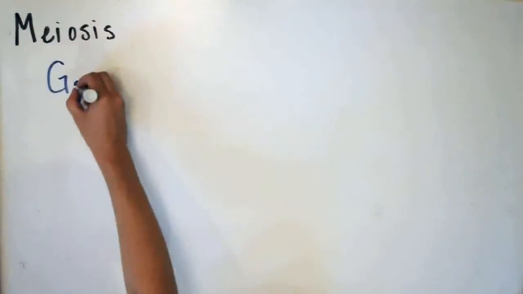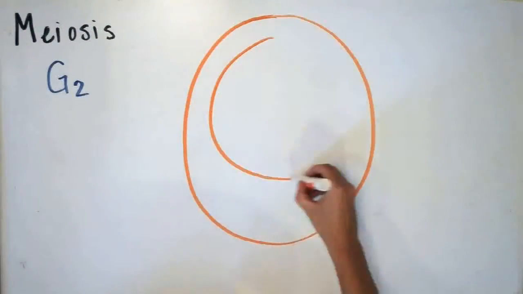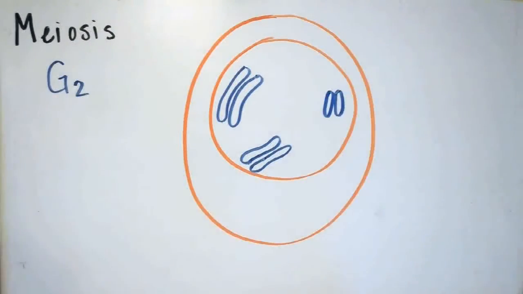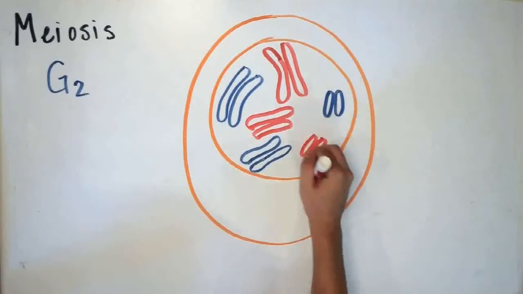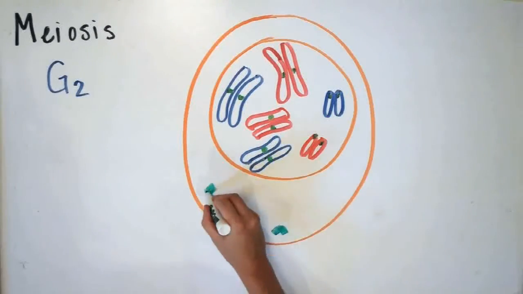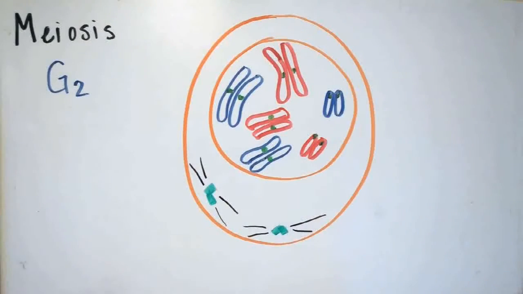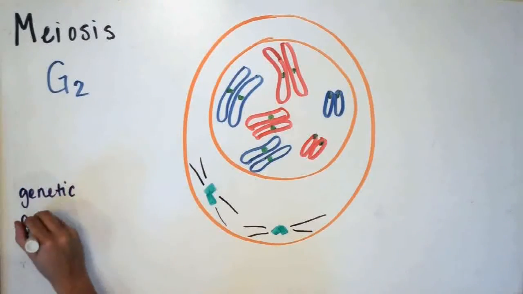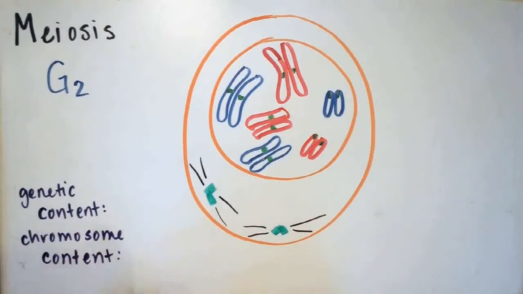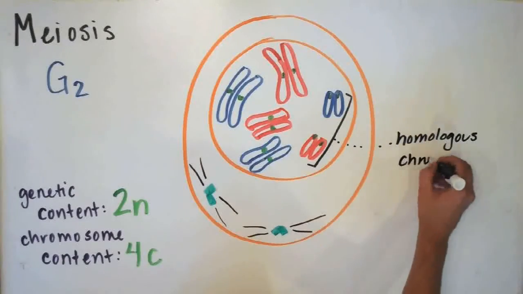First, here's what a cell might look like at the end of G2 after DNA synthesis. This should look familiar. I've drawn 6 pairs of sister chromatids, long, medium, and short pairs in red, maternal, and blue, paternal. Like in mitosis, the genetic content of the cell is 2N and the chromosomal content is 4C. Here are 2 homologous chromosomes.